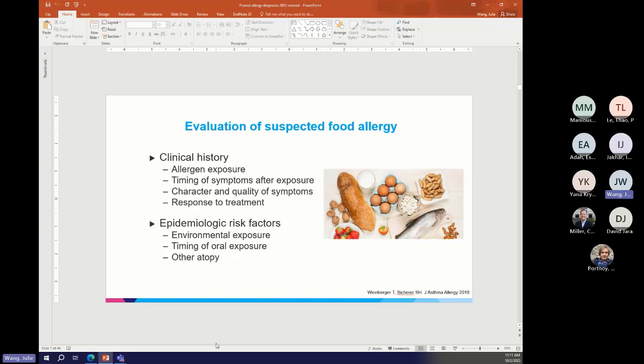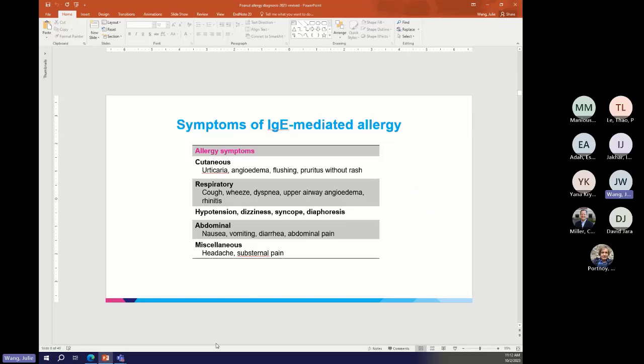And because from the history, we have to start thinking about whether the likelihood of allergy, so immune-mediated responses, are likely, or is this a non-immune-mediated response? And if it's immune-mediated, is it an immediate type IgE process, or is it a non-IgE-mediated process? When we're thinking about symptoms of IgE-mediated allergy, there are a variety of symptoms that can be seen affecting the skin, the respiratory system, the cardiovascular system, abdominal or gastrointestinal system, and then neurologic symptoms as well.